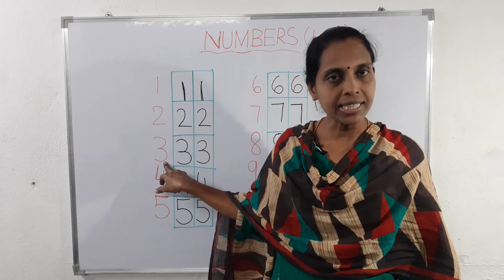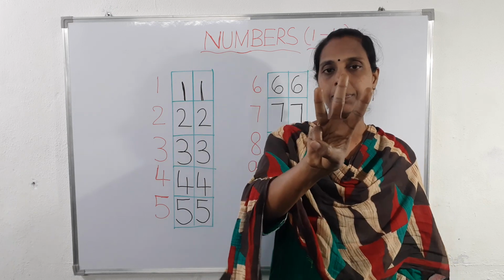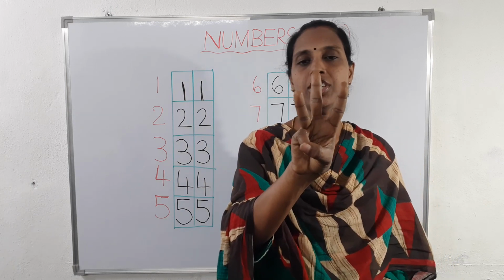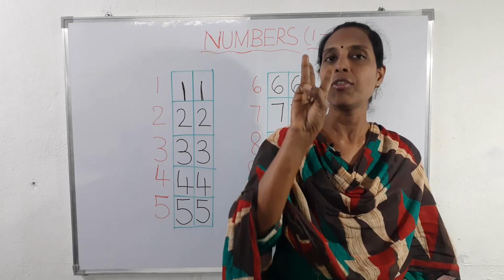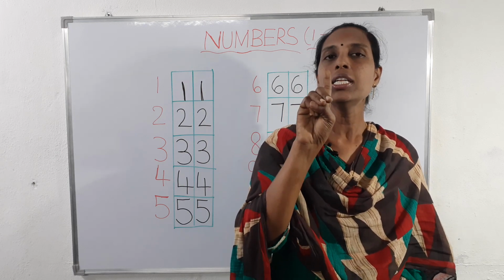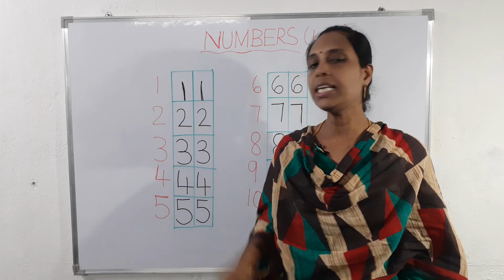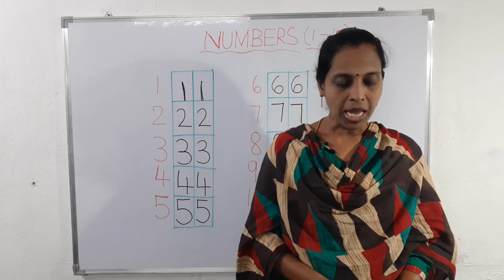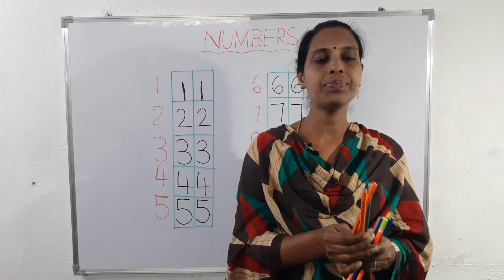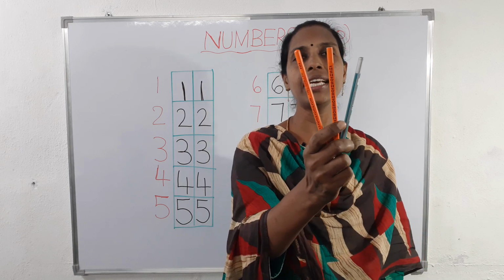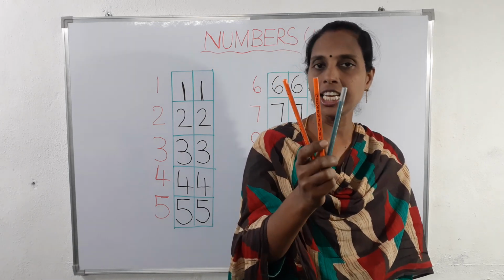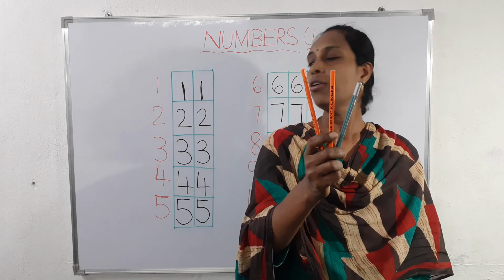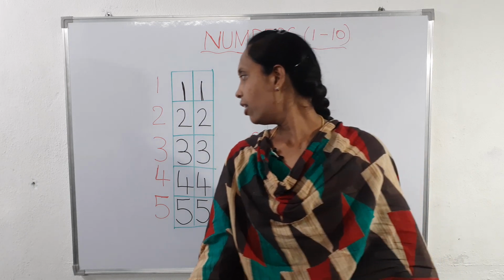What is the next number? 3. All of you count along with me, children. 1, 2, 3. Number 3. See, children, how many pencils I have? 3 pencils. 1, 2, 3. 3 pencils I have.